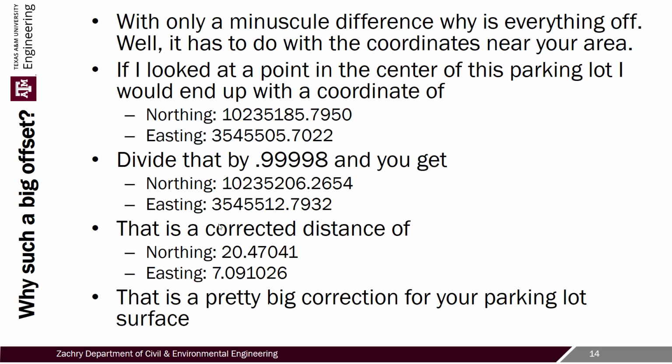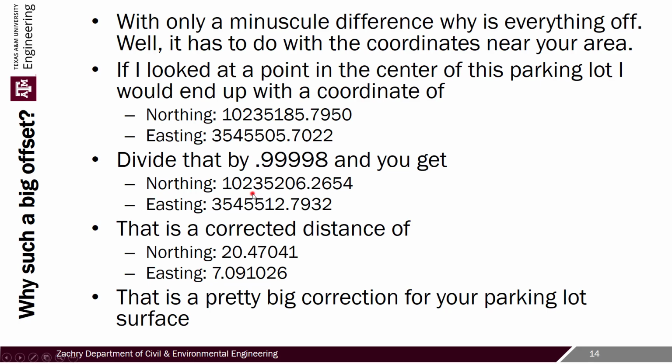So if you go over and you work that out, your actual coordinates would be 102.35206 and 354.5512. And so how do we correct this? Well, if we subtract the uncorrected number from the corrected number, what we end up with is somewhere in this area, which is specific to my location, of a difference in northing by about 20.5 feet and a difference in easting by 7.09 feet. Well, that's a lot bigger correction.